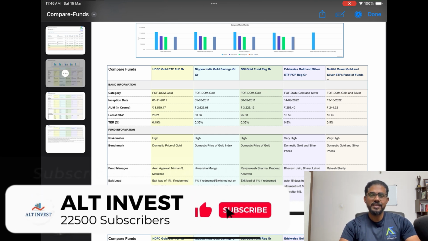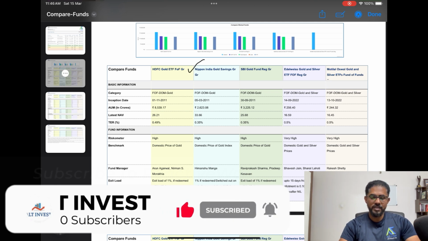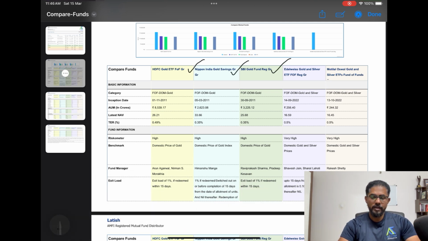So let's look at these funds and how they have performed. I have taken HDFC, Nippon, SBI, Edelweiss Gold and Silver and Motilal Oswal Gold and Silver. Since when are they in market? 2011 is when the 3 gold funds are there. The gold and silver funds are pretty new. They have been in the market since only 2022. Here you can also see the AUM for each one of those. The biggest in the market is of course HDFC Gold ETF.